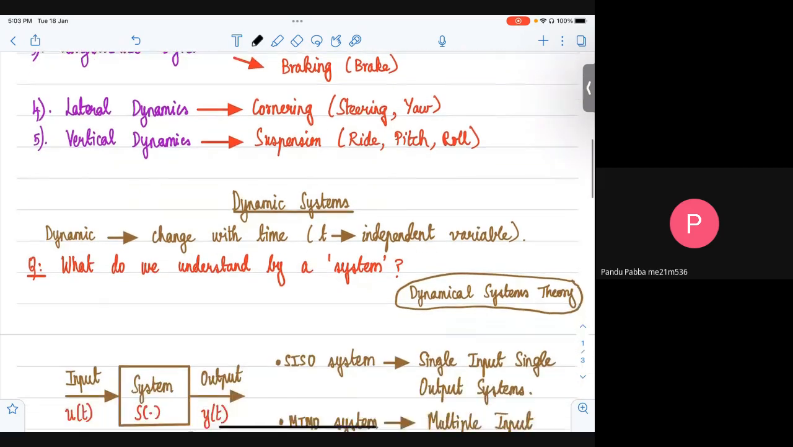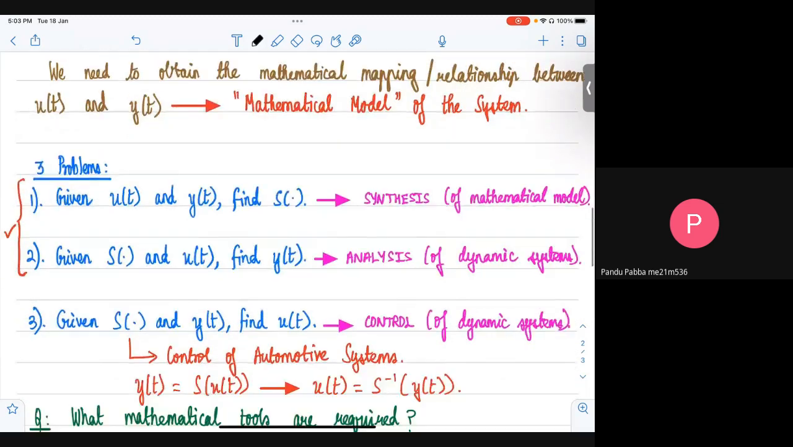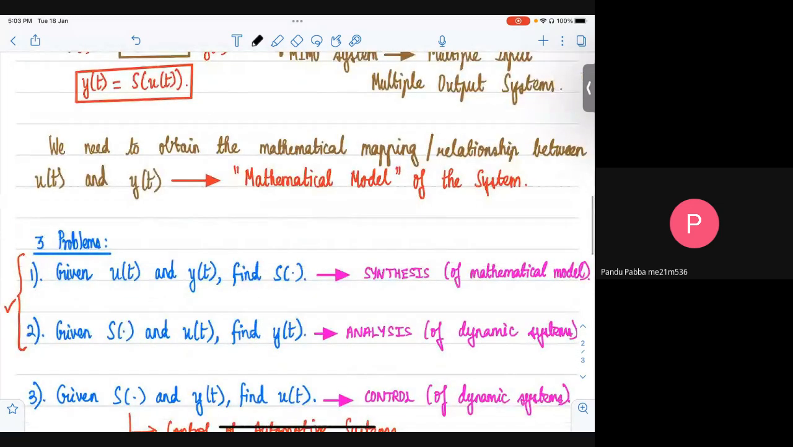So with that in mind, we started off with this notion of dynamic systems. We learned that, by a system, we would essentially consider an entity to which we provide an input U and we obtain an output Y. Both the input U and output Y are functions of time. Okay, so that's how we are going to visualize the system. And then ultimately the input and the output are related through this mapping S, and that relationship is what is called a mathematical model of the system, right?